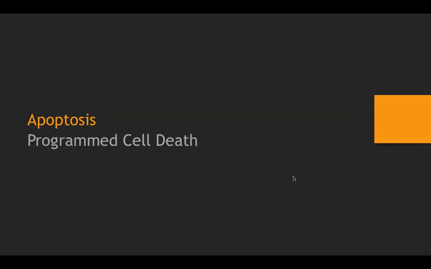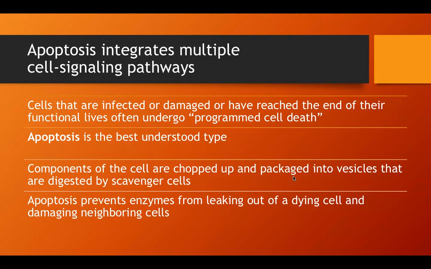And the last thing is apoptosis, or programmed cell death. Now, there is more than one way that a cell could die, but the most understood programmed cell death type is the apoptosis pathway. What happens with apoptosis is the components of the cell are going to be chopped up and packaged into vesicles that are digested by scavenger cells. The reason this is done is to prevent the dying or damaged cell from damaging the neighboring cells, because remember, there are digestive enzymes and other types of enzymes inside of that cell that do not need to leak out.